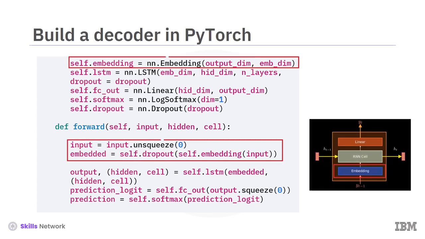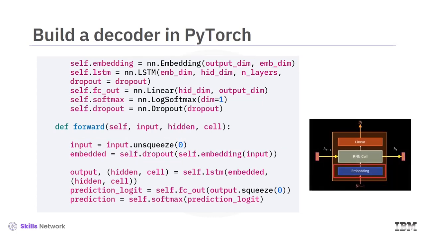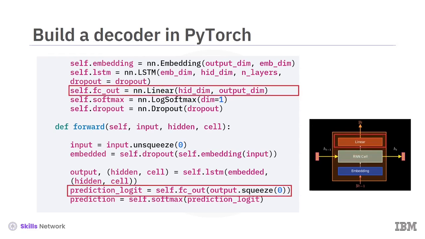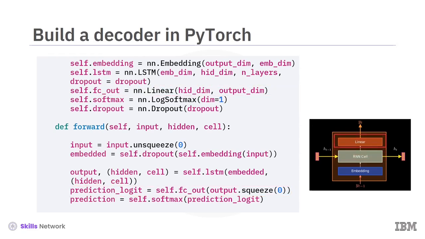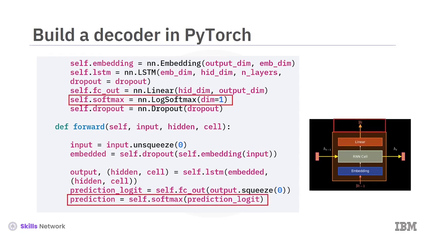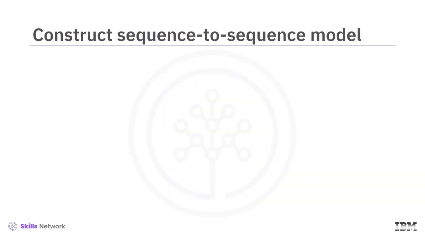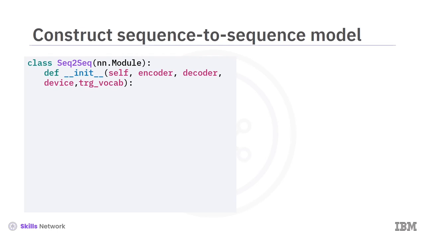The decoder includes an embedding layer that maps the output values to dense vectors of size emb_dim, and an LSTM layer that takes the embedded input and produces hidden states of size hid_dim. Next, a linear layer maps the LSTM output to the output dimension, output_dim. Finally, a softmax activation function is applied to the output, generating a probability distribution over the output values. To construct the sequence-to-sequence model, define the sequence-to-sequence class, inheriting from nn.Module, with the encoder, decoder, device, and target vocabulary.